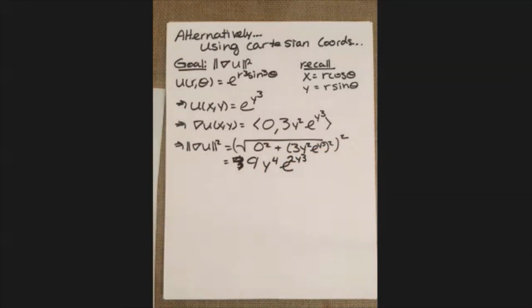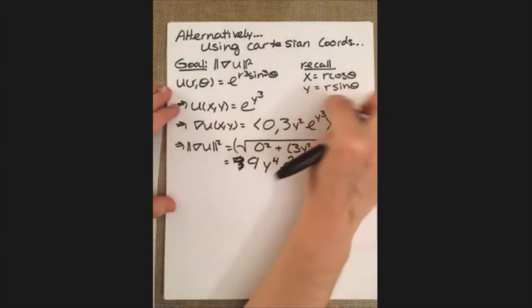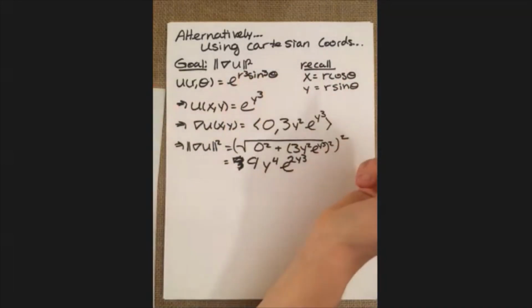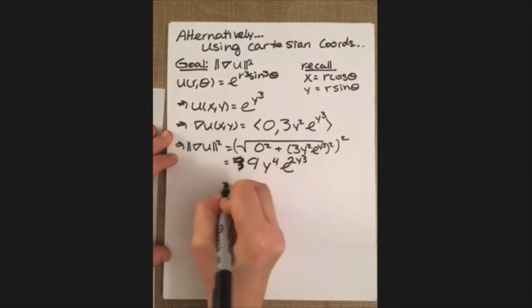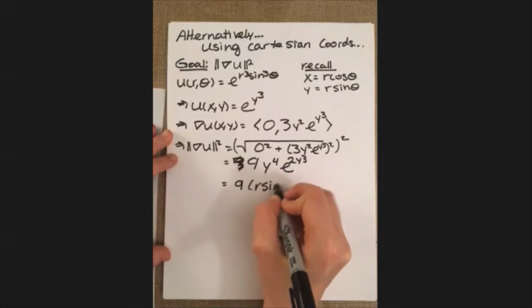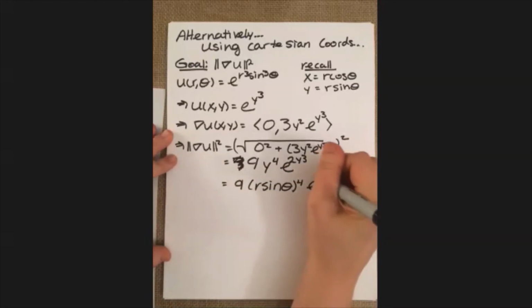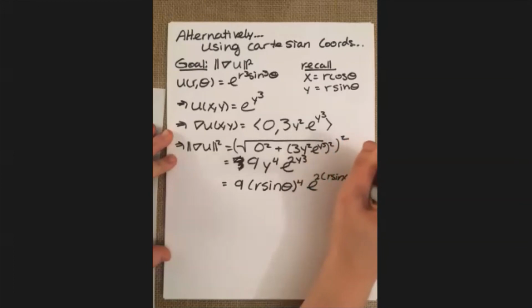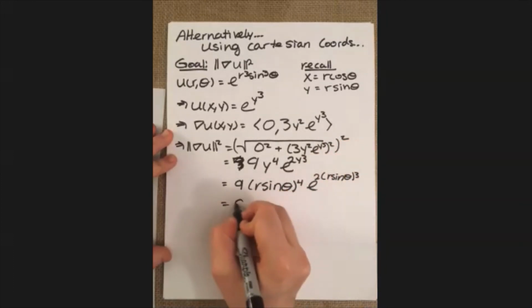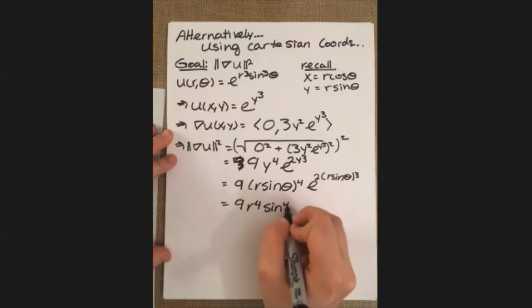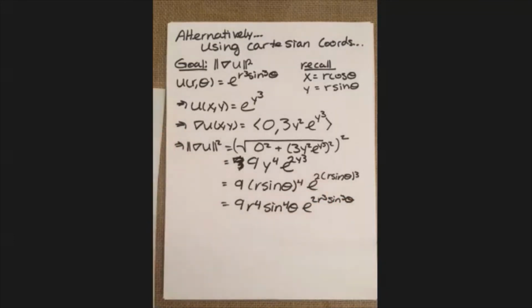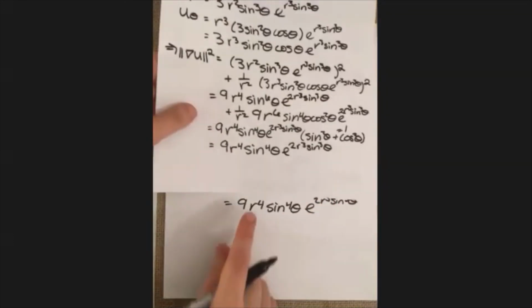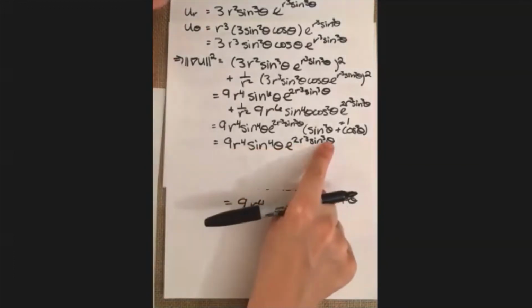Okay. Well, let's work a little bit backwards here and go back to r and theta, since that's what we had started with. So if I substitute in r sine theta anywhere I see a y, I'm going to get 9 r sine theta raised to the 4th, e to the 2 times r sine theta raised to the 3rd, which is just equal to 9 r to the 4th sine to the 4th theta, e to the 2r cubed sine cubed theta. And that is exactly the same as what we got computing our gradients using our formula up here.